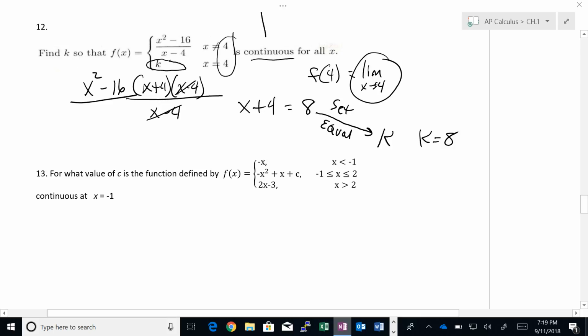Okay? So again, I do the limit of this guy, all right? Because x can't be 4, so I approach from the left and right. So that's why I do the limit as x goes to 4, and that would be 8. Then I set it equal to the other expression, which just happens to be k, so that kind of helps solve k right off the bat. Okay? So that's number 12.